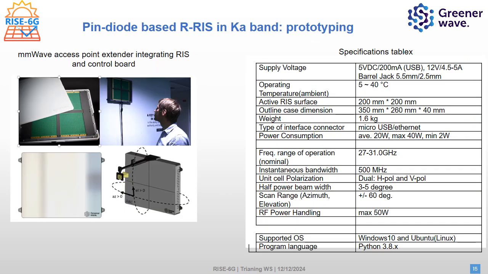These unit cells were packaged together to have a large RIS of 40 by 40 unit cells that were used for channel measurement and also for the proof of concept.